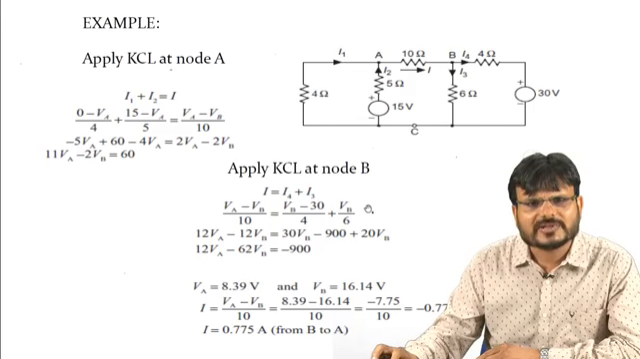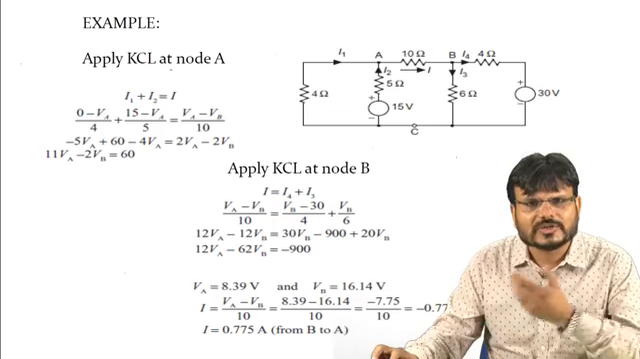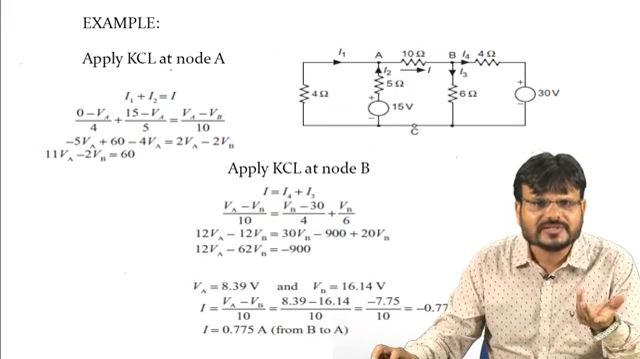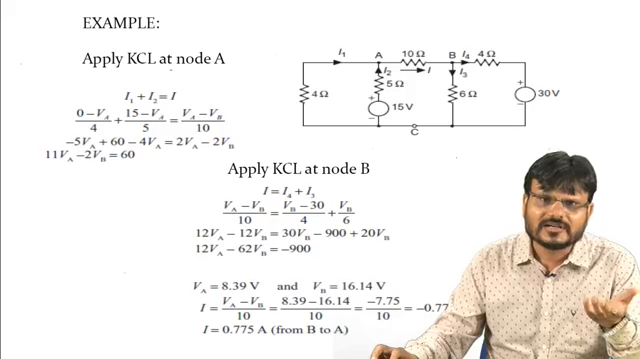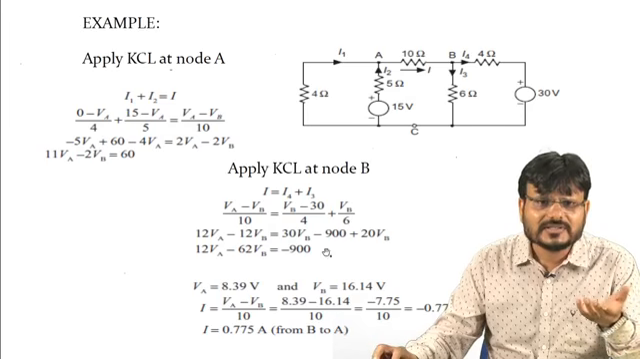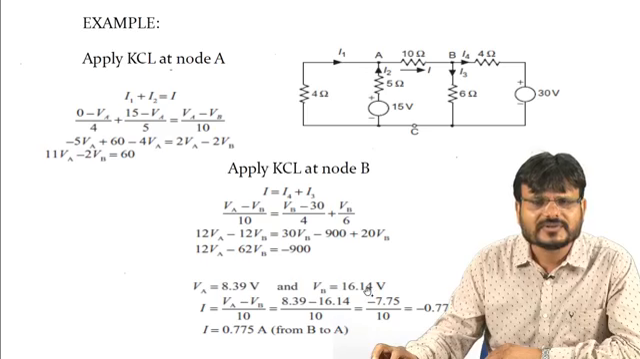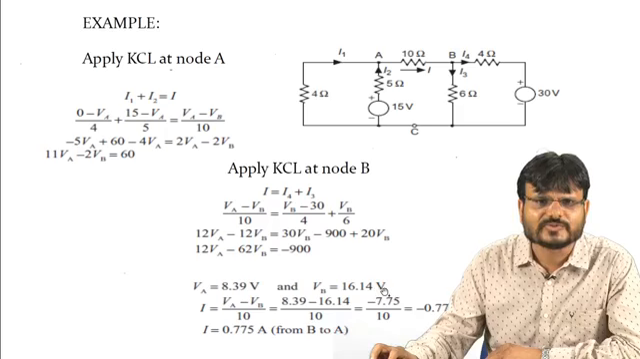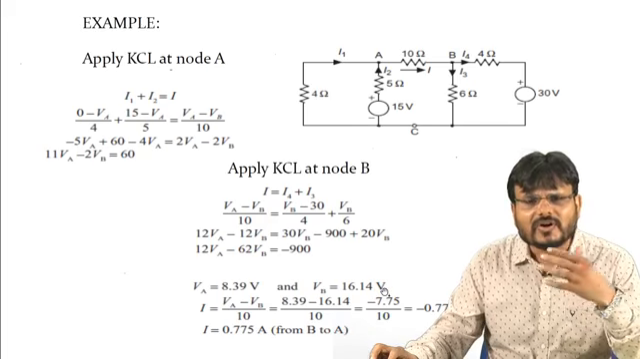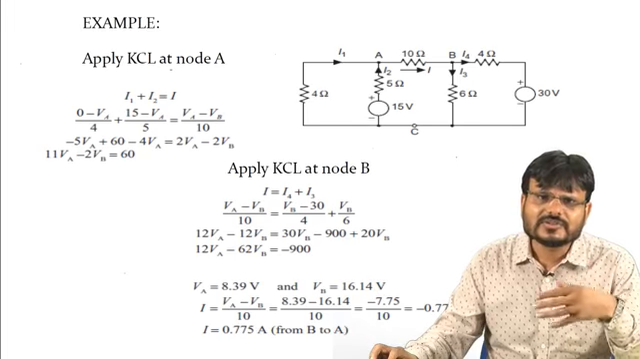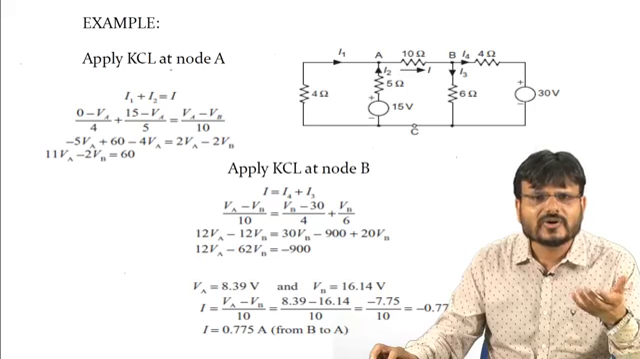After the simplification, you can solve this equation. There are two unknown values, VA and VB. Apply the algebraic equations and you can easily find the values of VA and VB. So VA is equal to 8.39 volts and VB is equal to 16.14 volts. Now you have all the potentials.